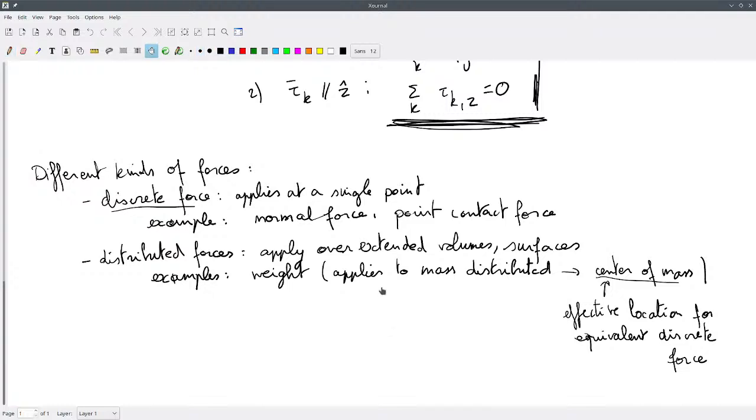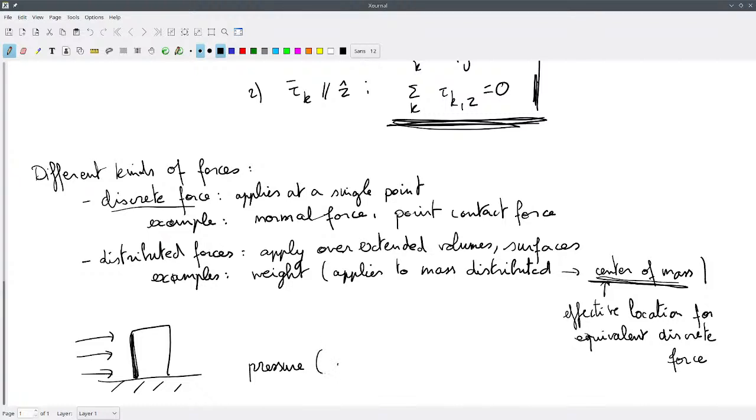Other examples here are pressure, and in particular, I'm thinking for those of you going into maybe civil engineering, wind pressure on a building. So if we have a building and there's some wind that is applying to this building, now the pressure won't be applying at the center of mass, but it will be applying at the center of that surface. So that is actually going to be the center of pressure.